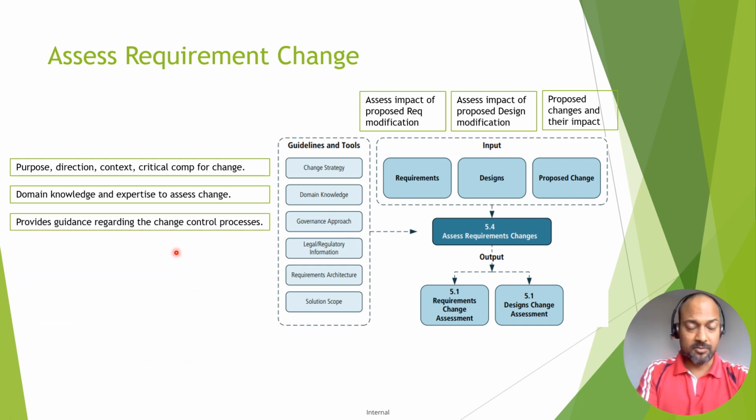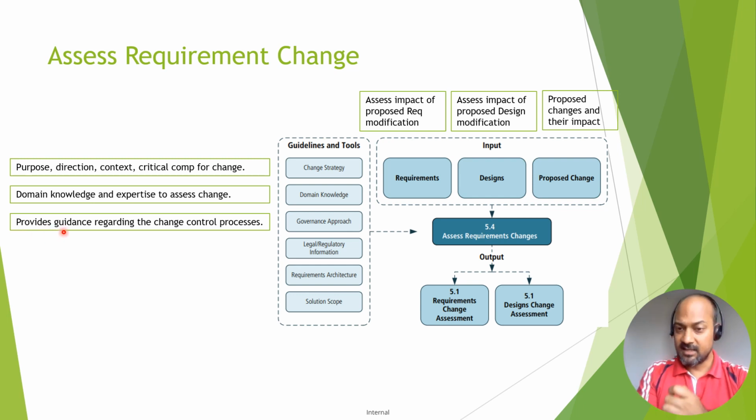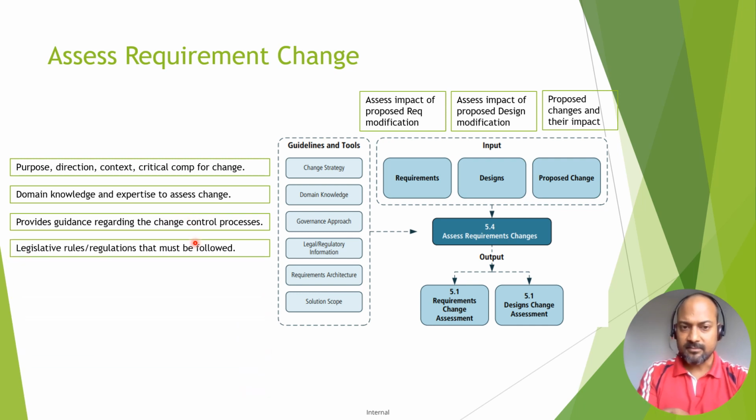Then we have the governance approach. In our last slides, we discussed the change control board that comprises stakeholders from different roles. The governance approach, which is part of the BAPM, business analysis planning and monitoring knowledge area, talks about the plan governance approach that actually guides the change control process. So it provides the guidance regarding the change control process. Legal and regulatory information, the legislative rules and regulations that need to be followed, is provided by this input.